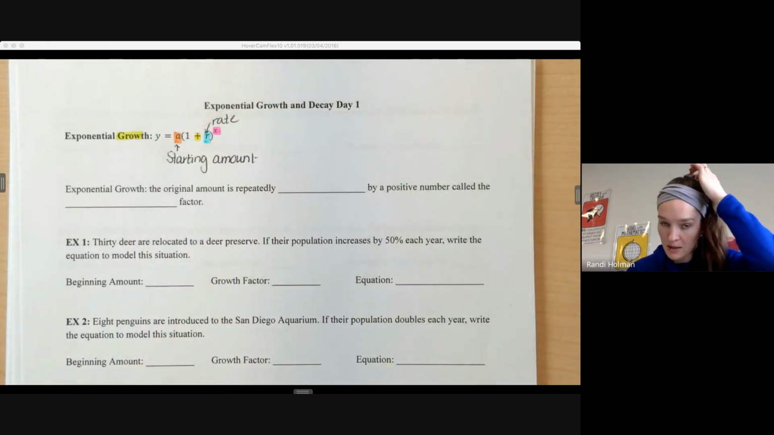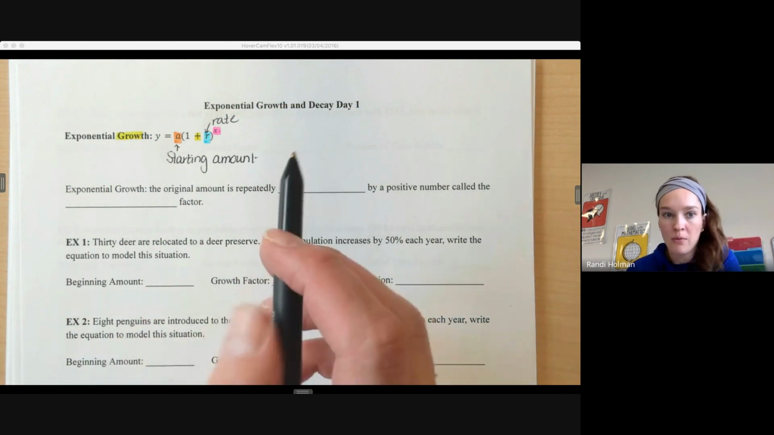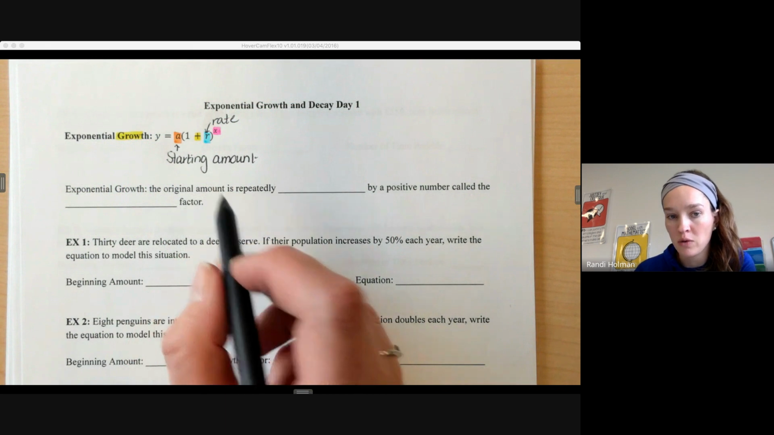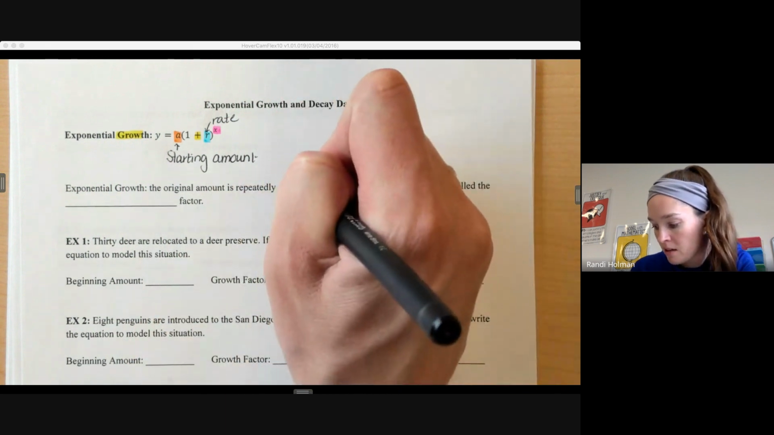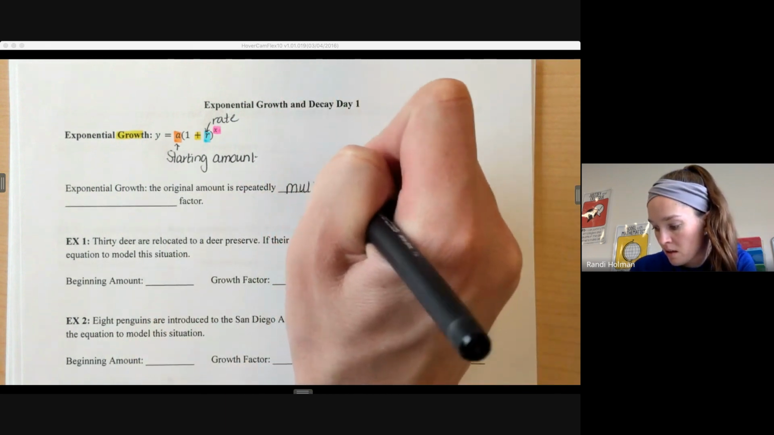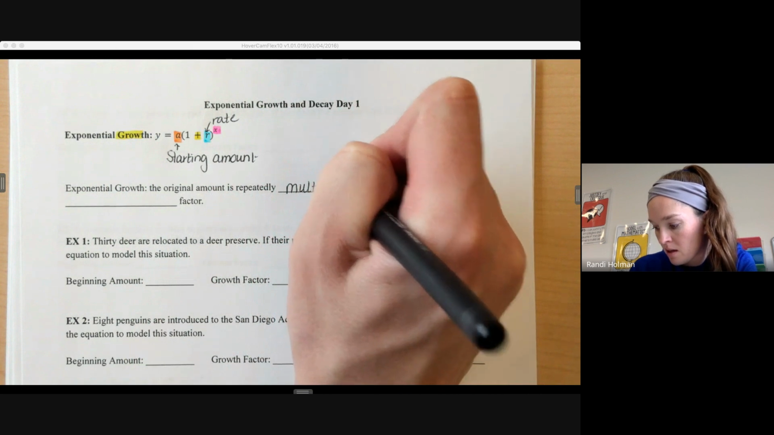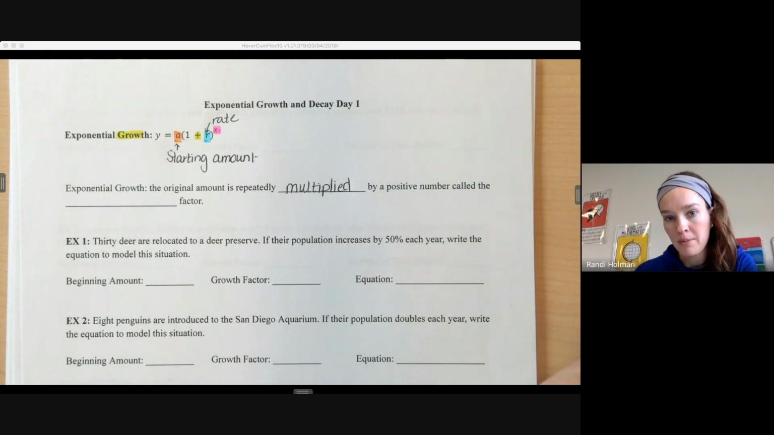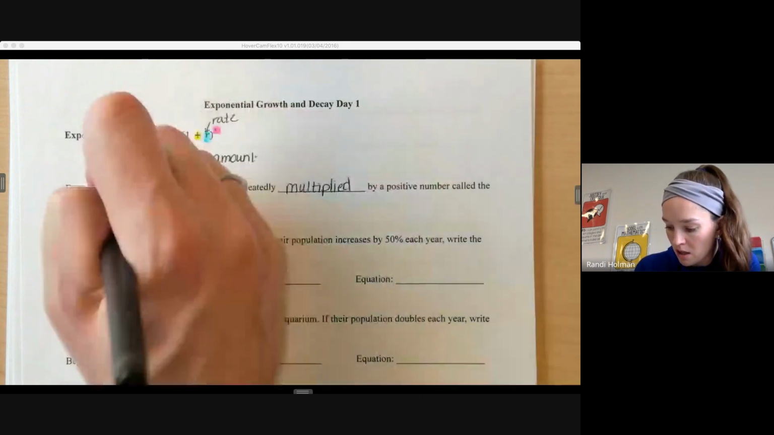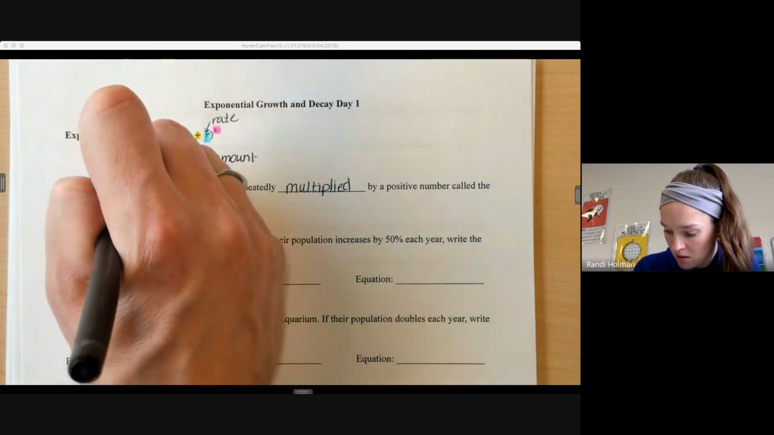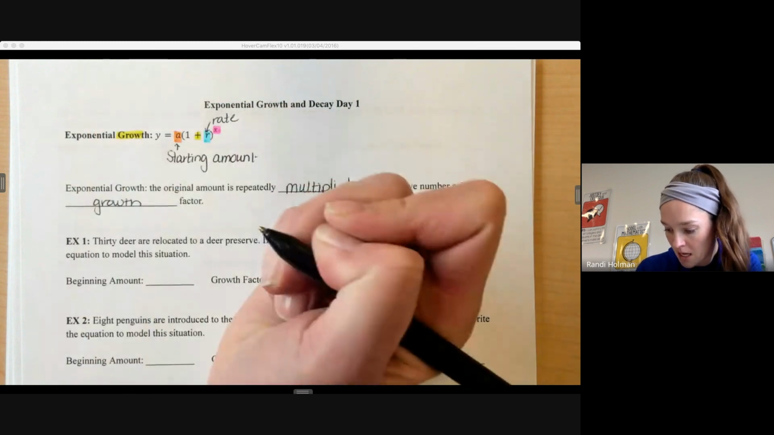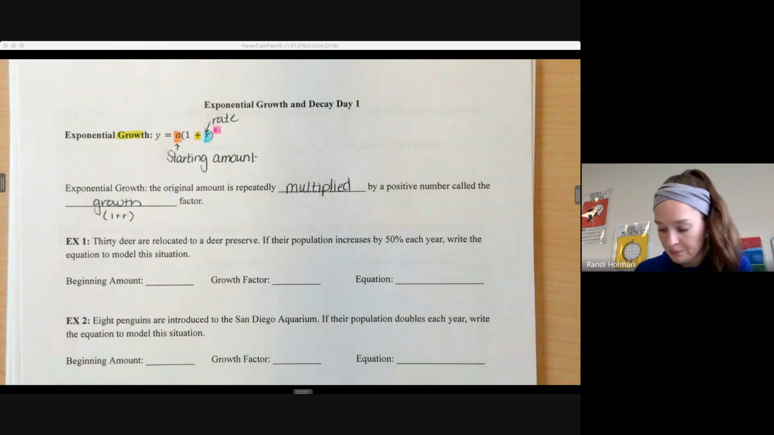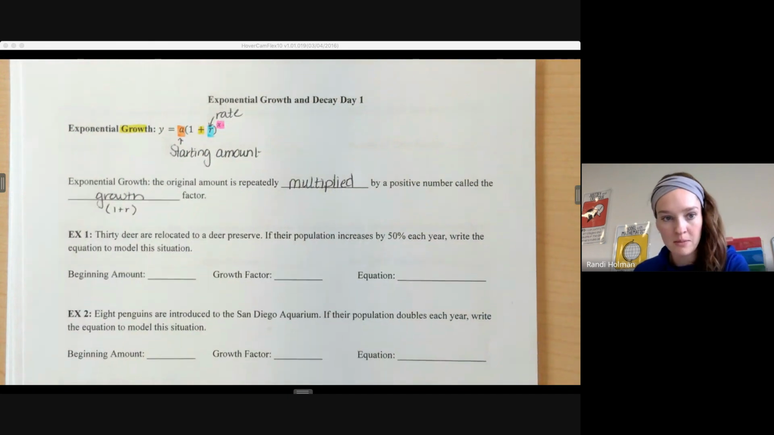So let's take a look at some examples here. First, what is exponential growth? It's when your original amount is repeatedly multiplied, and that repeated multiplication is what makes it exponential, by a positive number called the growth factor. So in this case, the 1 plus R is going to be that growth factor. Okay, so let's look at some examples here.